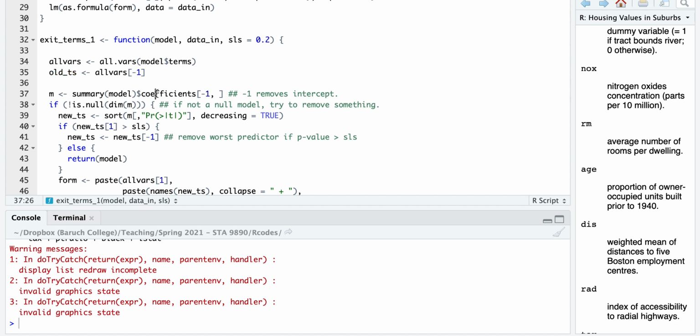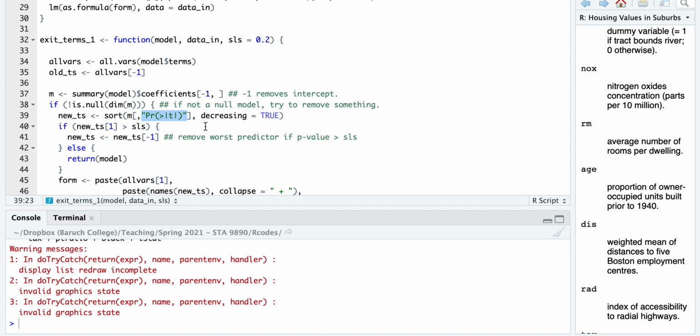We look at the coefficients. We remove the intercept, and so here in this M, we have a summary of all the coefficients except for the intercept, right? And that summary will also include p-values. Now, here we take the column which is labeled as this probability. It's a column with the p-values.